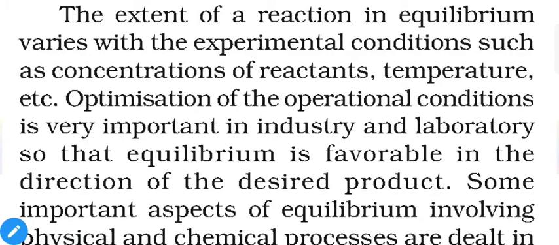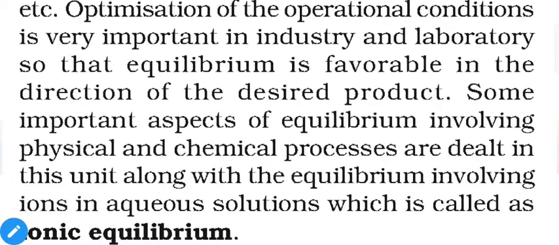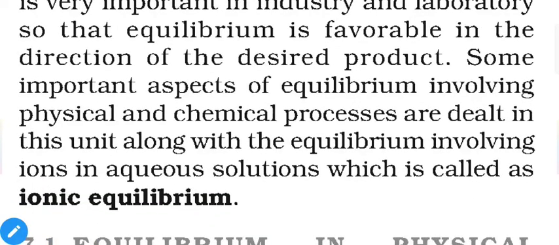Optimization of the operational conditions is very important in industries and laboratories so that equilibrium is favorable in the direction of the desired product. Some important aspects of equilibrium involving physical and chemical processes are dealt with in this unit, along with the equilibrium involving ions in aqueous solution, which is called ionic equilibrium. So that means suppose you are running a chemical factory, or let us say we are running a pharmacy. That means we are producing some medicines. So we need a higher amount of product from a given reactant.